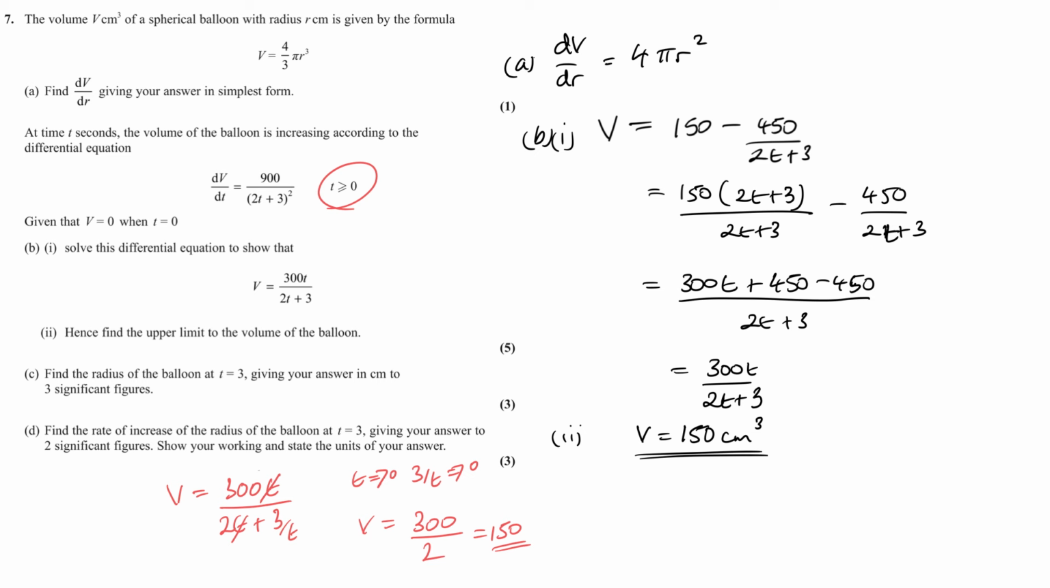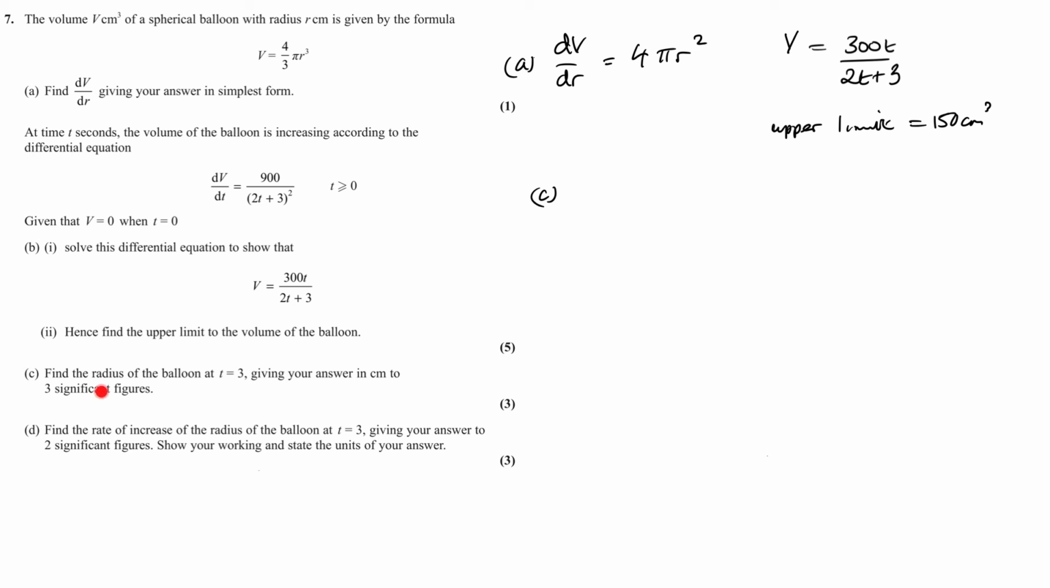Yeah, nice to it. So for this one now, we're going to find the radius of the balloon when t equals 3. Obviously, this is the formula with radius in it. We need to know the volume, so we need to substitute t equals 3 into this one to get the volume. So it's the volume in this one then to get the radius. So V equals 300 times 3 over 2 times 3 plus 3. So you've got 900 over 2 3s are 6 plus 3 is 9. So the volume is 100.